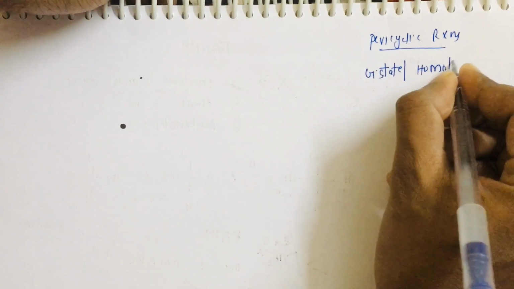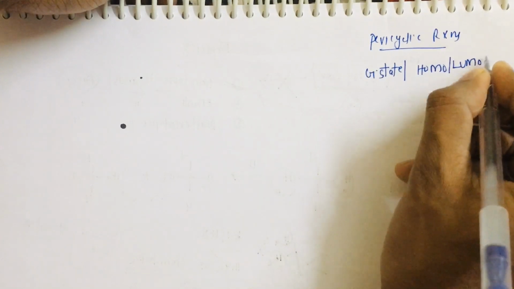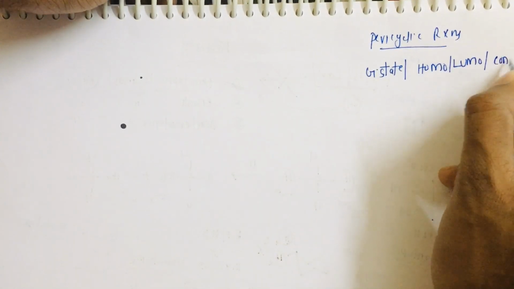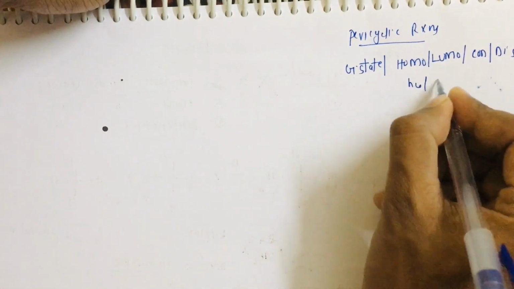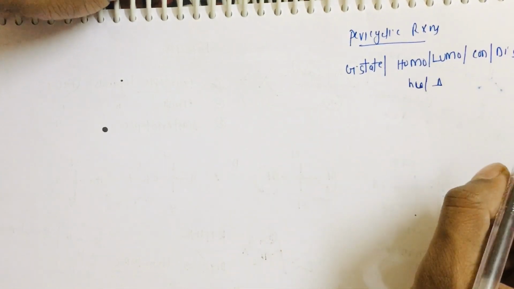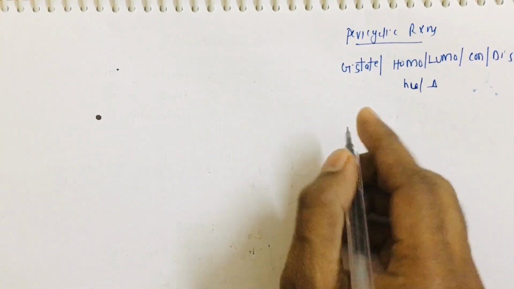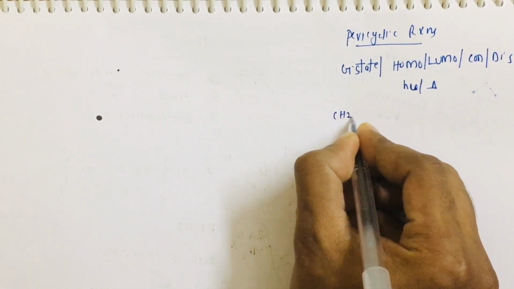and then what is HOMO and what is LUMO, then about conrotation and disrotation, how these things differ in case of photochemical and thermal conditions. So those things we'll talk about today. So first we'll take a simple molecule, that is the ethylene molecule.